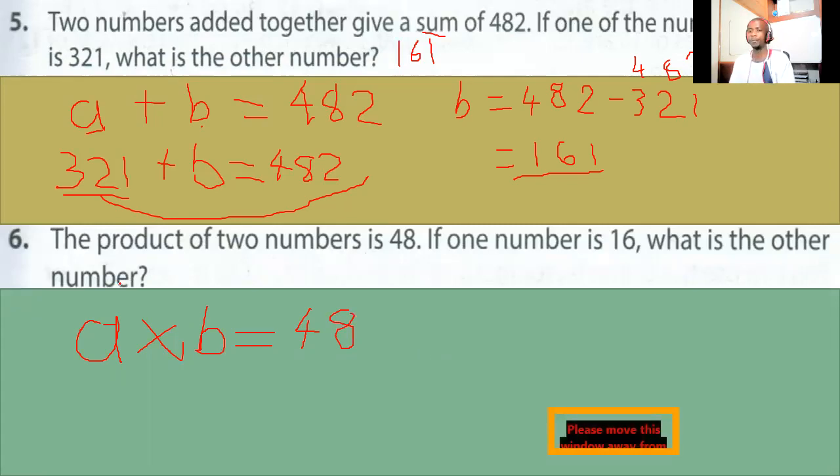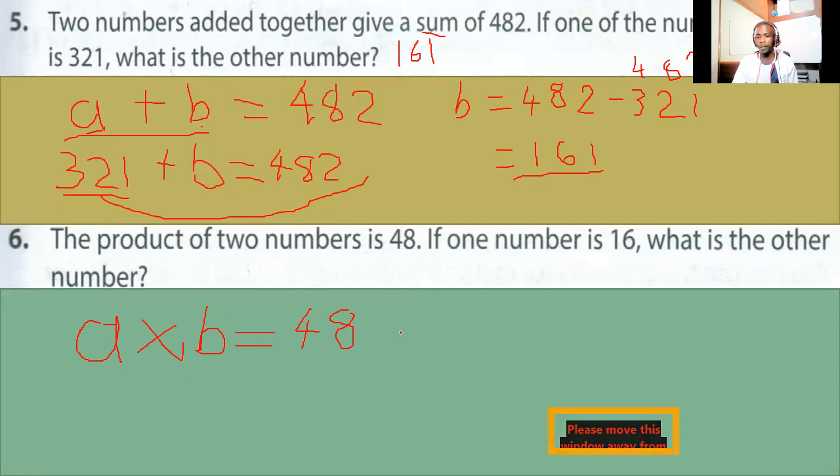Let me go back. Number 5. Remember, we talked in the previous lessons about inverse operation. We said subtraction is an inverse operation of addition, or addition is the inverse operation of subtraction. That's why here, for us to get B, we subtracted 321, because in the first place, these ones were adding each other, right? Now here, the inverse of multiplication is division.